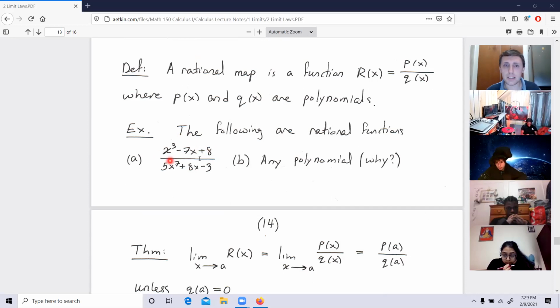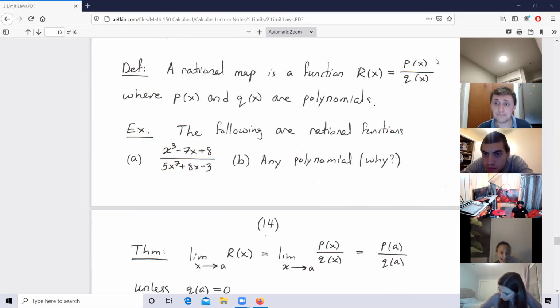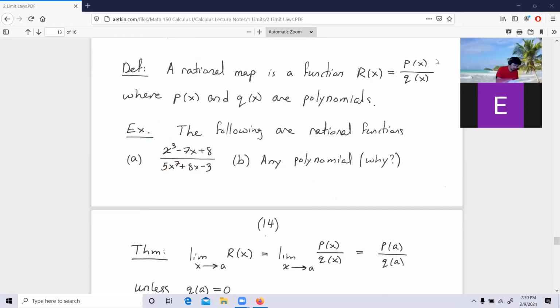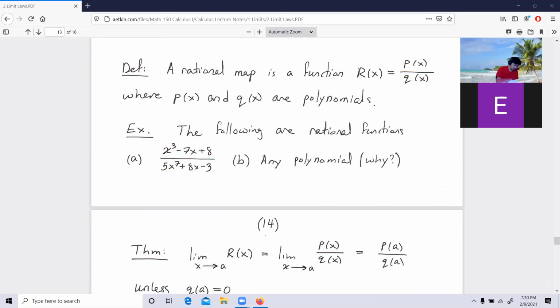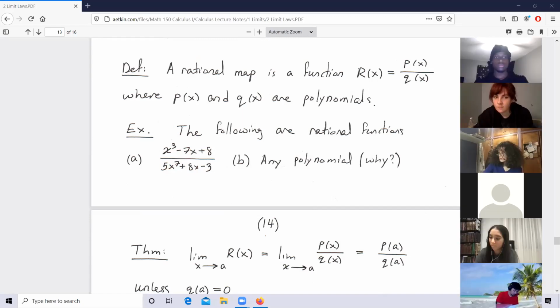So do you see that this is a rational function? X cubed minus 7x plus 8 over 5x to the 7 plus 8x minus 3. It is a rational function because there is a polynomial on top and bottom, and really mostly because I'm only using addition, multiplication, and division. Yes?